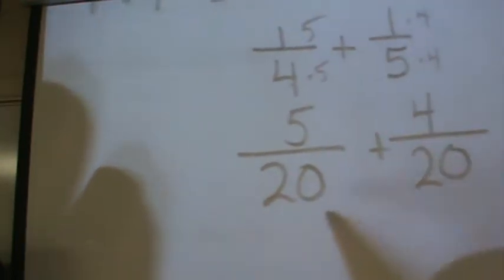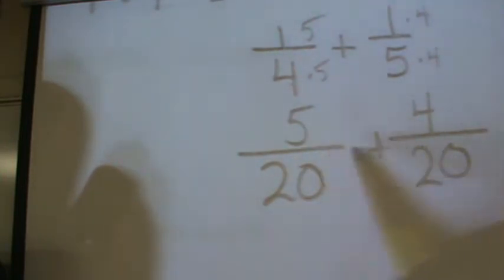Now, 4 times what gives you 20? 5, so you multiply this by 5. And then 5 times 4 is 20, so you multiply that by 4. So now when you're adding fractions, as long as the denominator is the same, you add the numerators. 5 plus 4 is 9. So this is what you got for an answer.